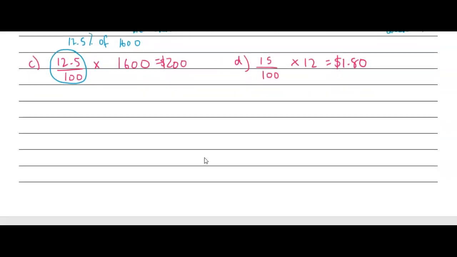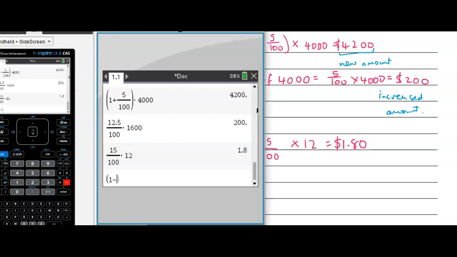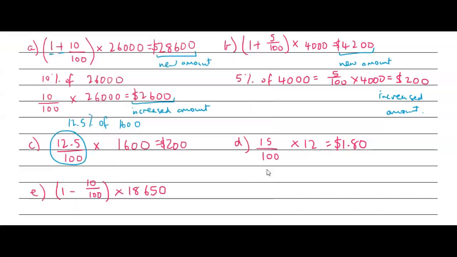All right, and then E, a 10% decrease. So this time I might do both the new amount and the amount that we've decreased by. It's similar to what we've done in A, and you might remember this when we did number patterns and recursion. With percentage increase, we add, and with percentage decrease, we subtract. So we're going to do 1 minus our interest rate, which is 10 over 100. Both A and E have a 10% interest rate, just coincidentally, times 18,650. So we do that on the calculator: 1 minus, remember when it's a decrease we're subtracting, 10 over 100 times 18,650. So our new amount is 16,785.